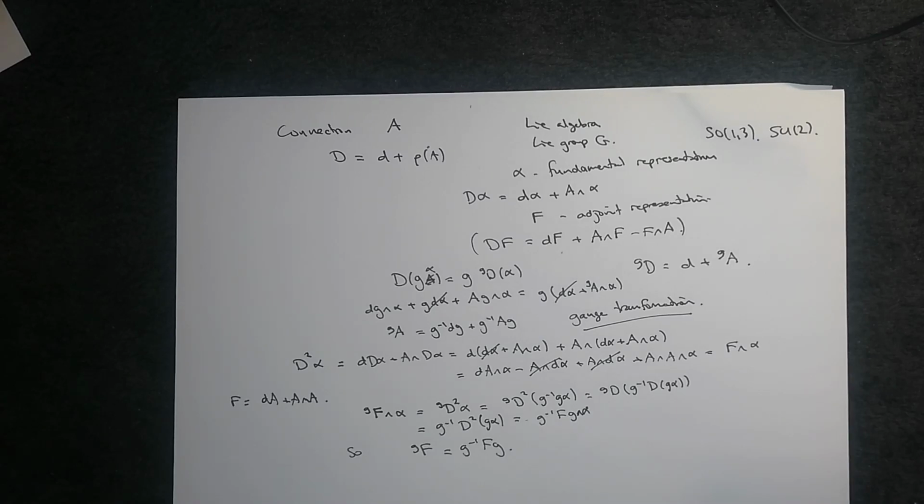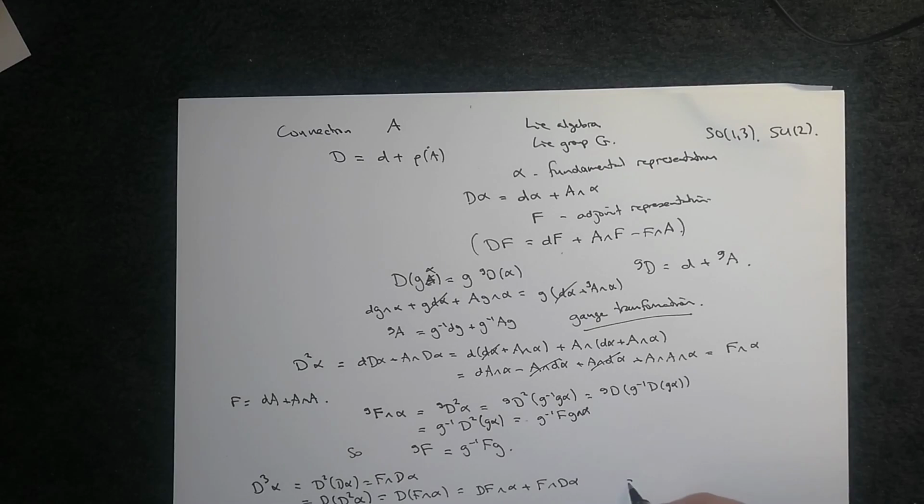Now let's have a look to see what happens if we apply D three times. I can write that as D squared D alpha, so that's F wedge D alpha. But it's also equal to D of D squared alpha, and that's DF wedge alpha plus F wedge D alpha. Note the plus sign, remember F is a 2-form. So that implies that DF is 0 since alpha is arbitrary, and this is the Bianchi identity.